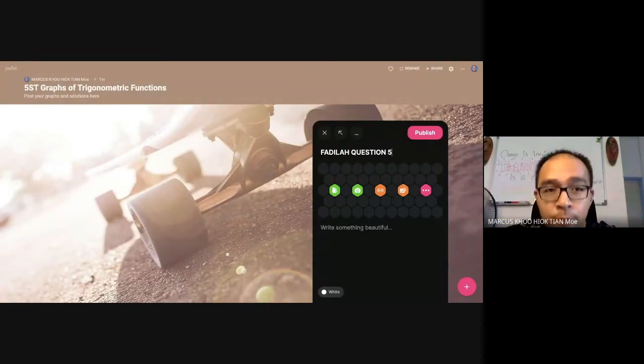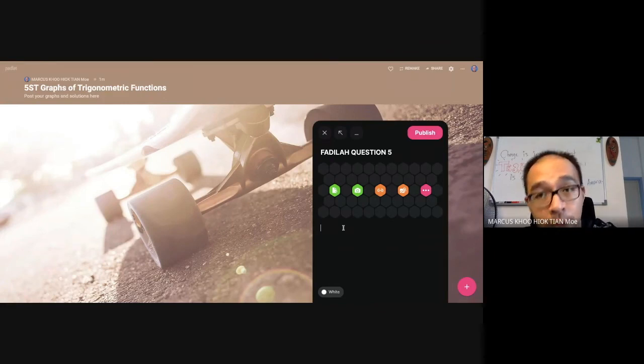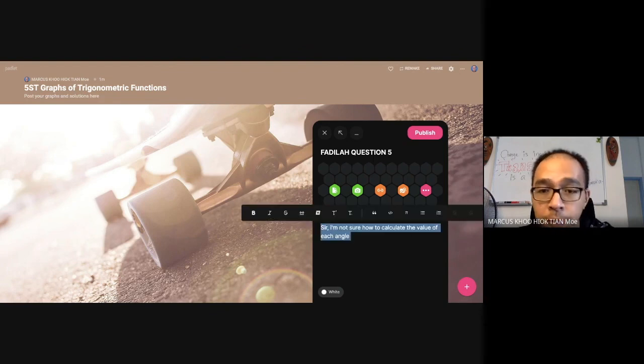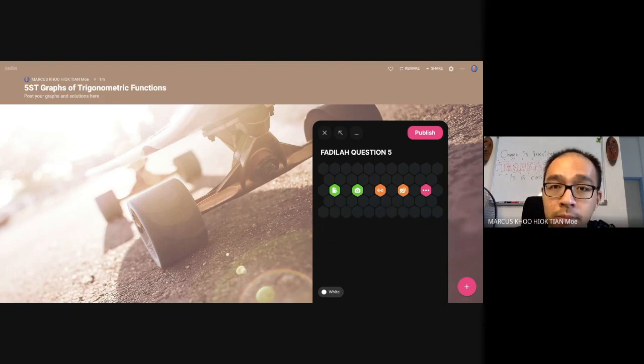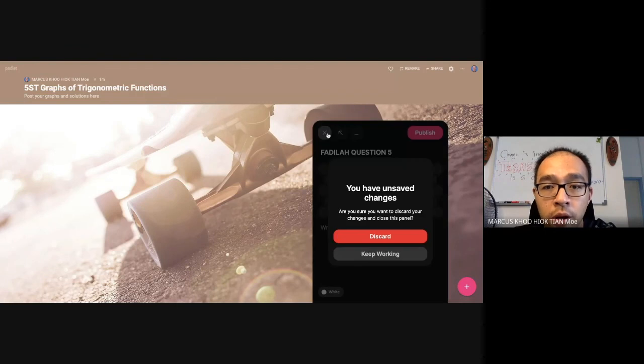So dia memang akan berterabur banyak tempat. That's my problem lah. Yang penting kau ambil gambar yang sudah lengkap, and then write your name and the question number. If you want to write something beautiful, I'm handsome lah or whatever lah, you can write whatever you want. Or if you have anything that you're unsure of, maybe you can ask your question there. Because everybody's going to ask me, sir, I'm not sure how to calculate the value of each angle. Begitu. Kalau kamu ada kemusykilan, if you're not sure how to do something, just put it up in the Padlet. So do it today and tomorrow, and then Wednesday I will take a look at all your graphs.